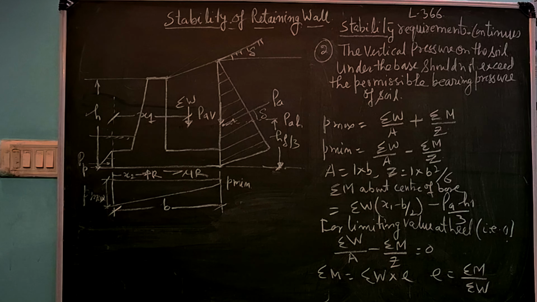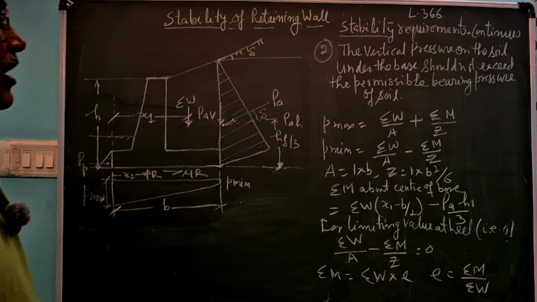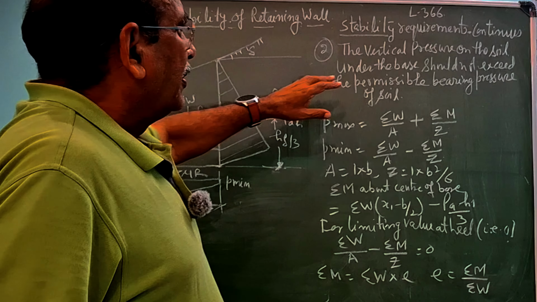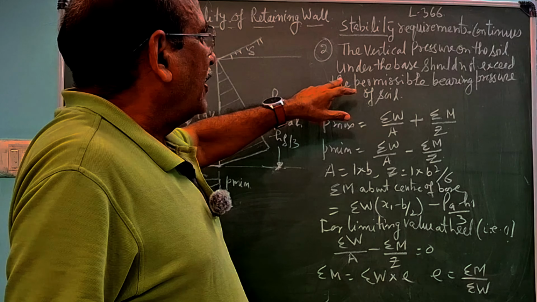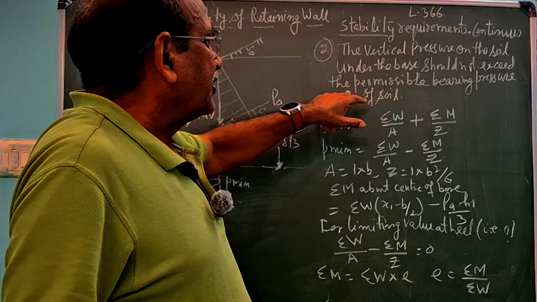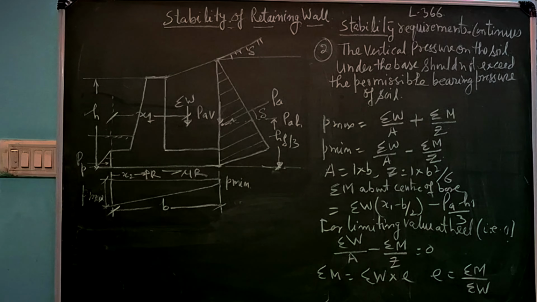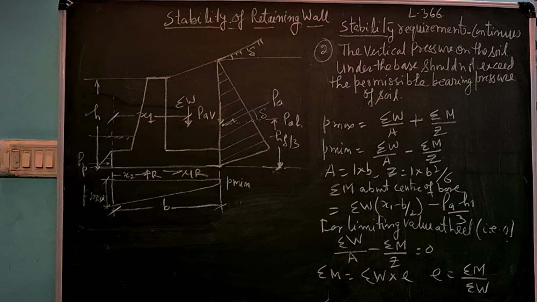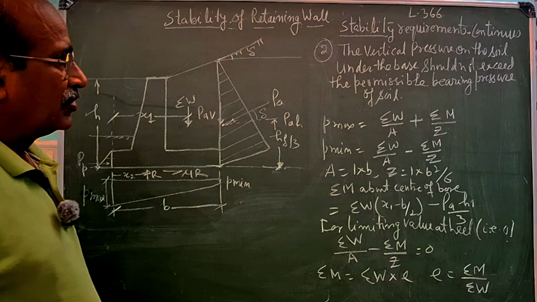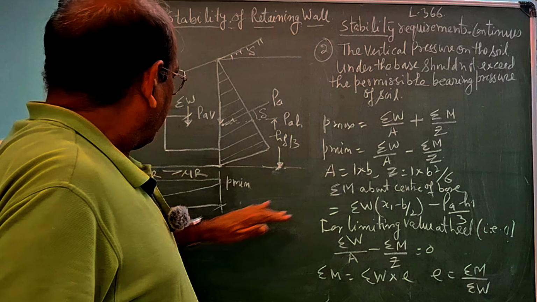In this lecture we will discuss the second article, that is the stability requirement: the vertical pressure on the soil under the base should not exceed the permissible bearing pressure of soil. That is, the maximum pressure which we are getting should not exceed the allowable or permissible bearing pressure of soil. So what will be the P max and P minimum here?